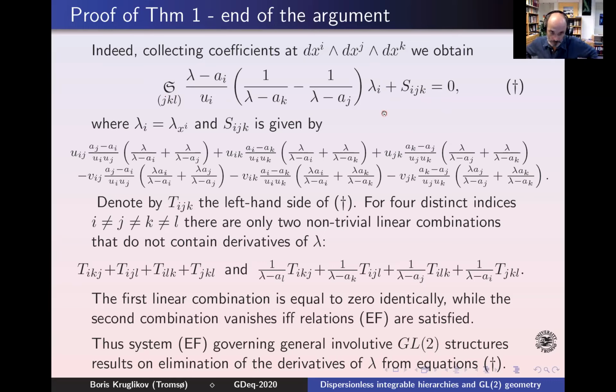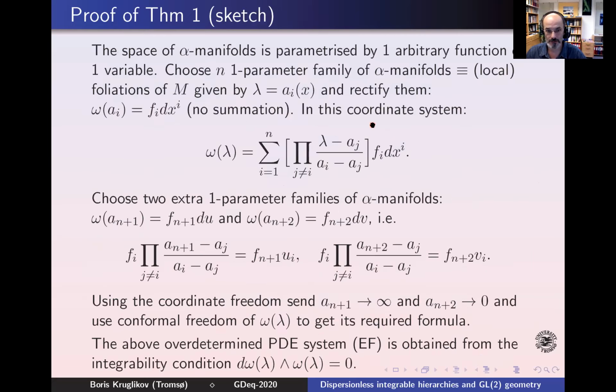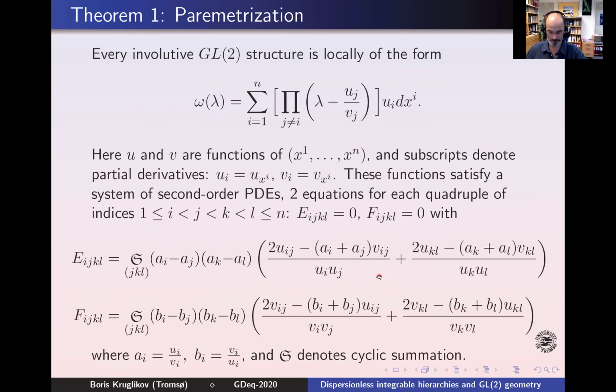Right, and simultaneously with removing derivatives of lambda, I also remove lambda. So I get just PDEs on U and V. And I get this huge system of second order PDEs on U and V. Okay, that's the end of theorem 1. So all involutive structures are characterized by this big system. So I'm moving towards saying that this is a master equation for all involutive GL2 structures, or alpha integrable GL2 structures. Okay, but theorem 2 will tell us something about this largely overdetermined system.